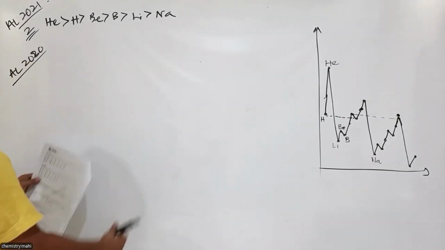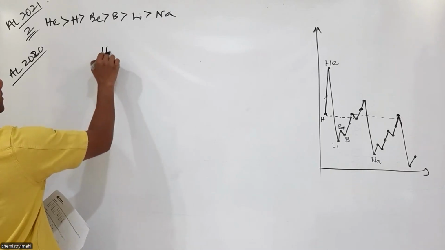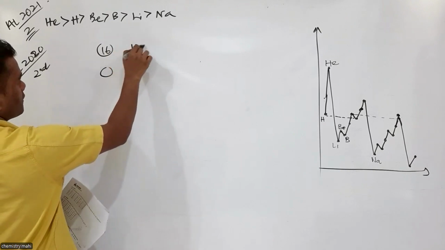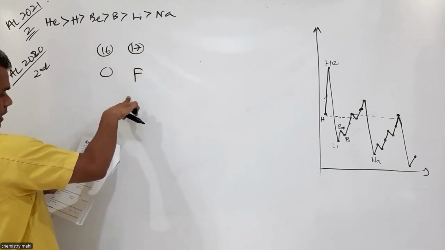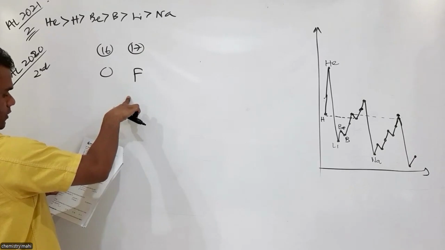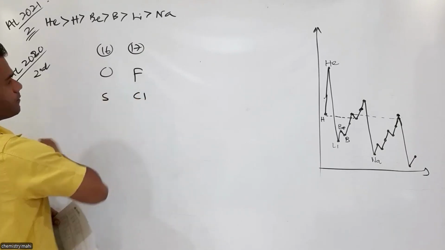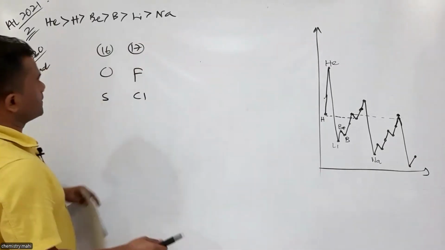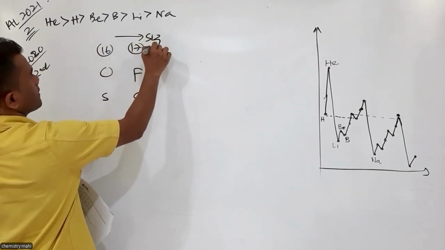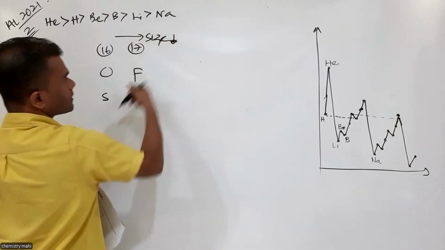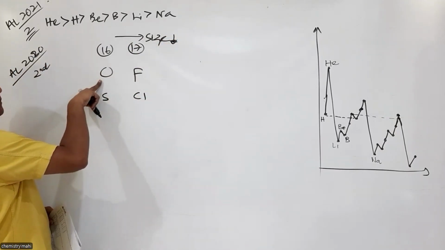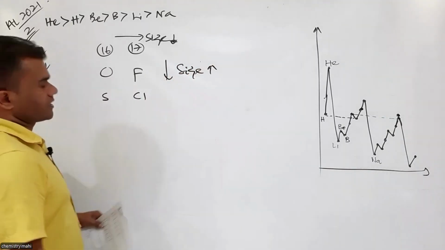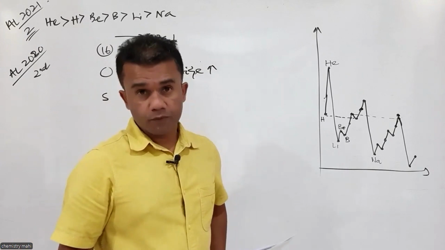In the periodic table, you see oxygen here, group number 16, second period. Thereafter, group number 17, second period, you have fluorine. Other than that, sulfur and chlorine. Sulfur here, Cl here. Right? Then when you consider these atoms, we know the size decreases from left to right. Therefore, fluorine is smaller than oxygen. That's what we know. But down the group, size increases.